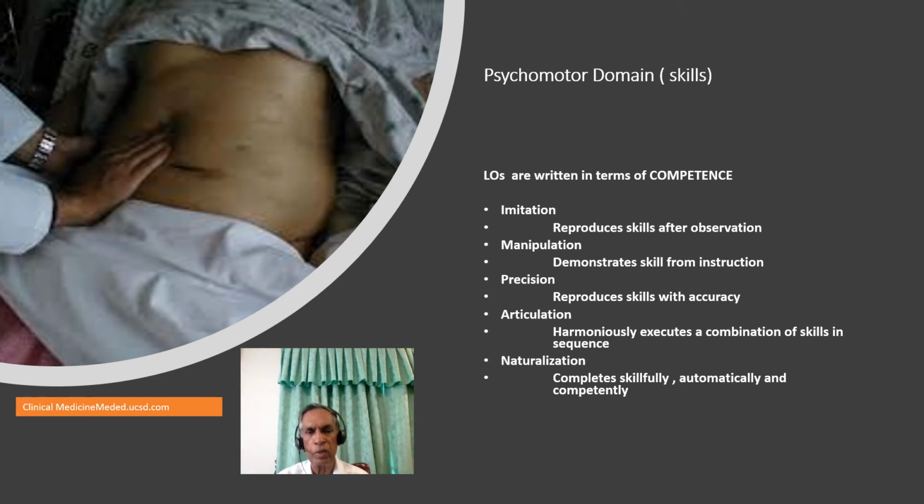Of course, articulation and naturalization will follow with appropriate training that the student acquires, where he will harmoniously execute a combination of skills in sequence and then eventually become very skillful, such that it becomes literally an automated procedure.